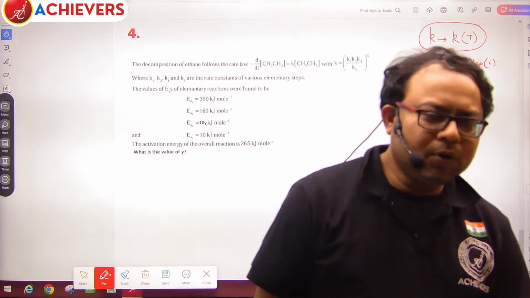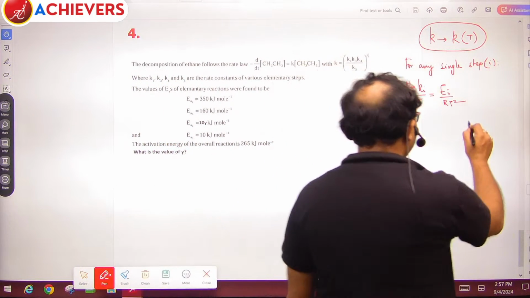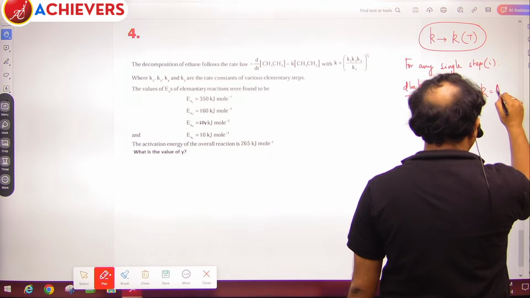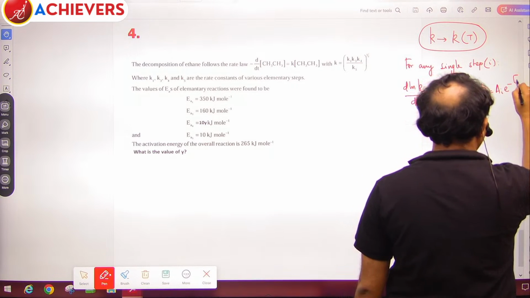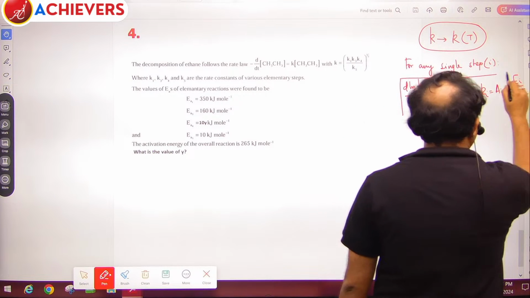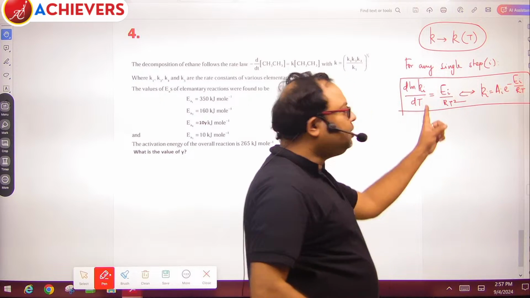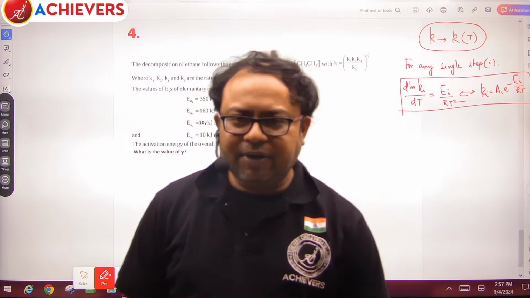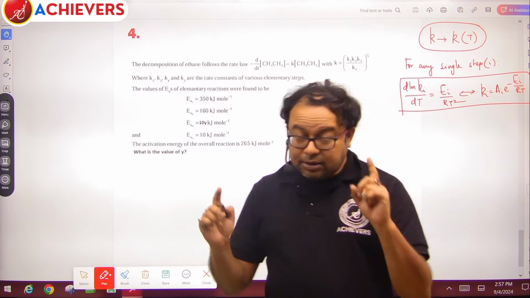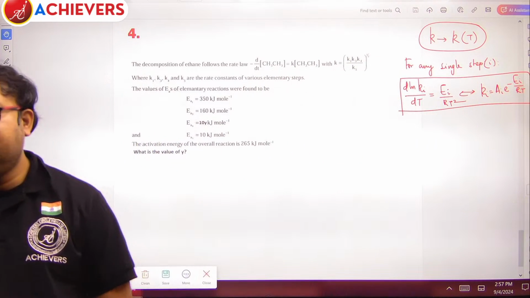Okay. And from here one can write Ki equal to Ai into e to the minus Ei by RT. So this is the Arrhenius equation. The first one is the differential form of the Arrhenius equation, and the second form is the integrated form of the Arrhenius equation. This is defined for a single step.